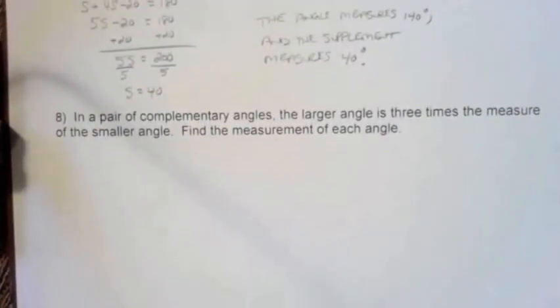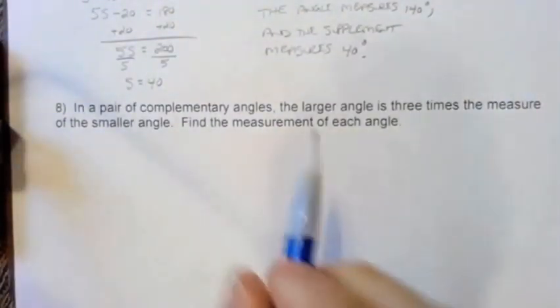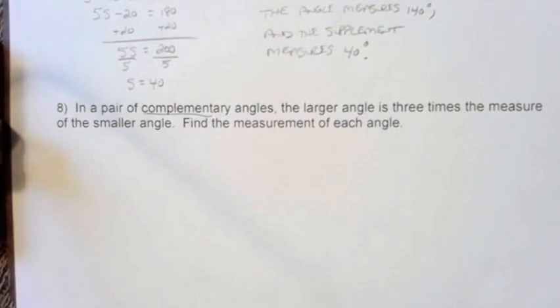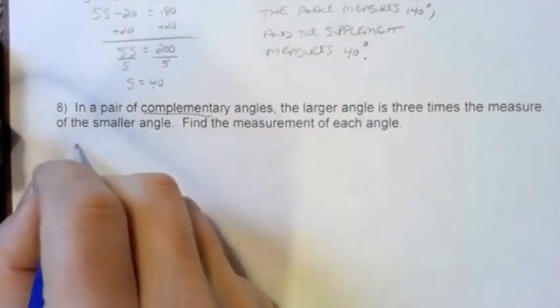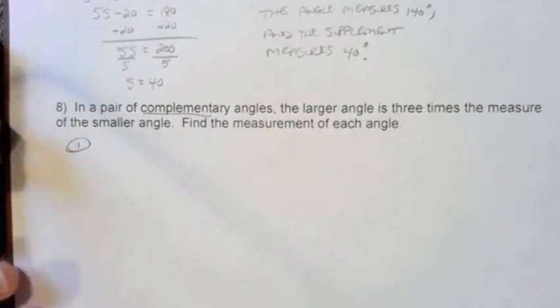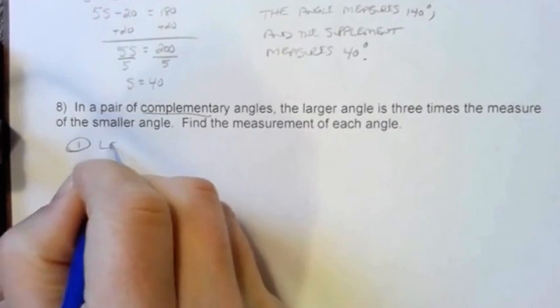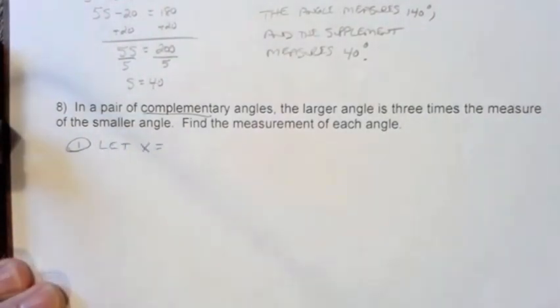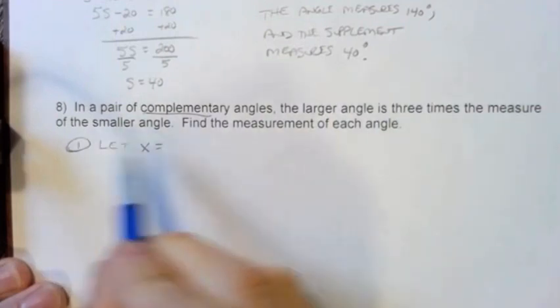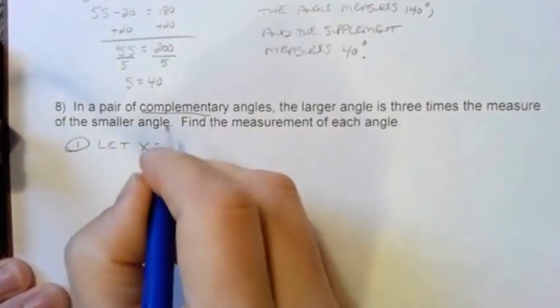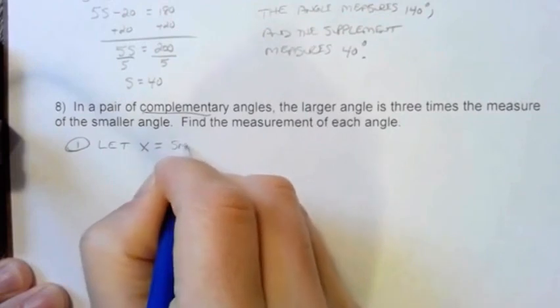And then in our final problem, we're told that in a pair of complementary angles, the larger angle is 3 times the measure of the smaller angle. Find the measure of each angle. So a larger angle and a smaller angle are the two angles that we're looking for here. So we're going to make two let statements. For one of them, let x equal, well, which one do we know nothing about? I know the larger is 3 times the smaller, but I don't know anything about the smaller. So let x equal the smaller angle.